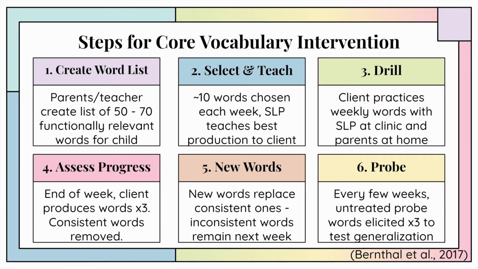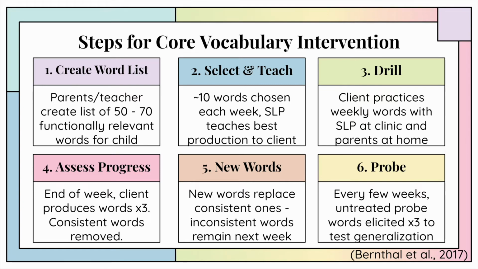So here is a breakdown of the steps for using the core vocabulary intervention. First, parents and teachers should be working together to create a large list of words, typically 50 to 70 of them, that are functionally relevant for the child. These should be words that the child uses often at home or at school, words the child is interested in, or that are grammatically or pragmatically necessary for the child to know and be able to produce successfully.